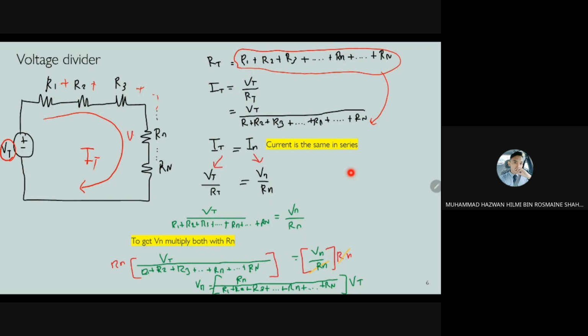If you want to find Vn, In is equal to Vn over Rn. R total is equal to R1 plus R2 plus up to Rn. How many R you have? Vn over Rn. So this is the Vn. If you want to calculate the voltage across resistance Rn, Vn equals Rn over R equivalent total times voltage total.